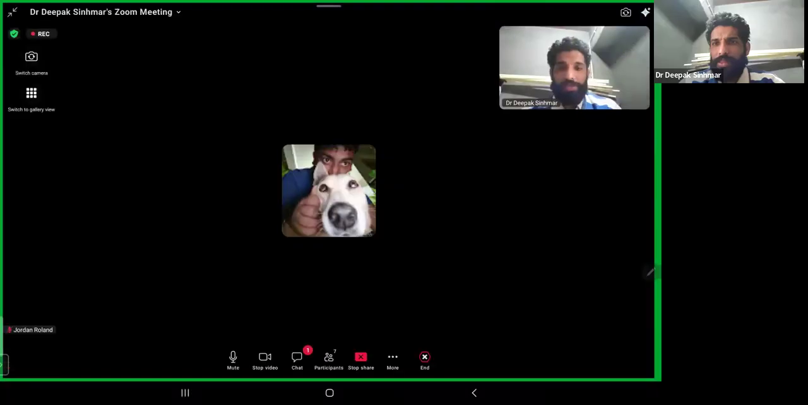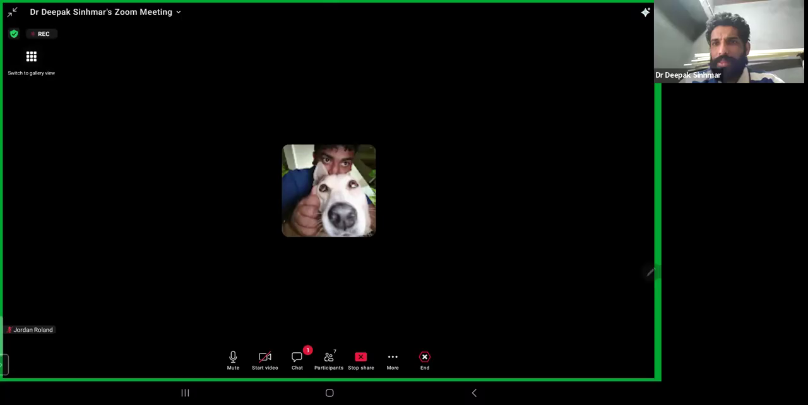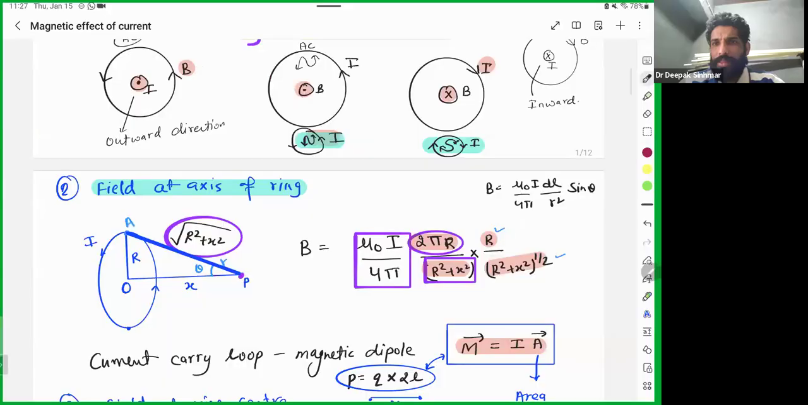I think she's not. Okay. Move to the next point. Field at the axis of a ring. We did the same thing for the electric field also. Now it is about the magnetic field. You know mu naught by 4 pi is a constant value. You have a fixed current in your ring, so I value is fixed, correct? Mu naught upon 4 pi is fixed.